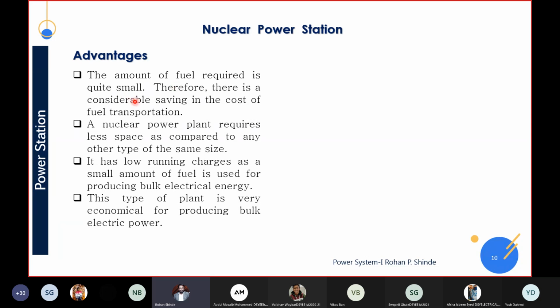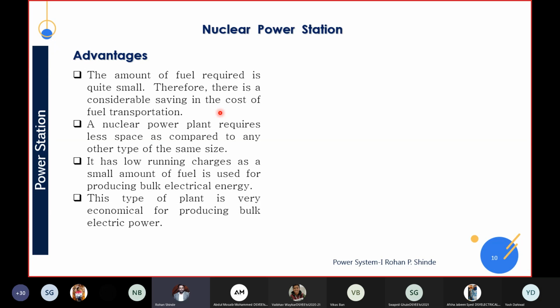So see here, if we have used coal, 4,500 tons of coal is there, so we have to move these 4,500 tons of coal from the coal mines towards our power station. That means there is transportation cost. So if instead of coal we use a nuclear power station, only a small amount of fuel is required, and if we require a small amount of fuel, we can save the cost of fuel transportation. So this is the advantage of our nuclear power plant.